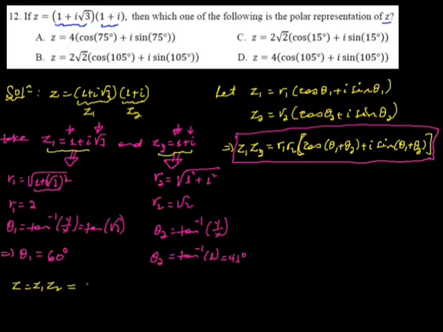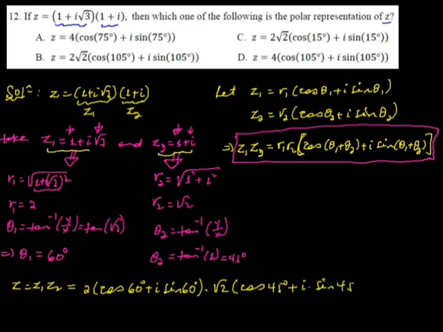So we will multiply these two complex numbers in polar form. R1 is 2 times cosine of 60 degrees plus i times sine of 60 degrees. This is our Z1. And Z2 in polar form is root 2 times cosine of 45 degrees plus i times sine of 45 degrees. Here we can apply this rule to get the product of these two complex numbers.